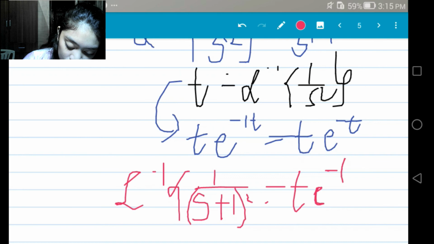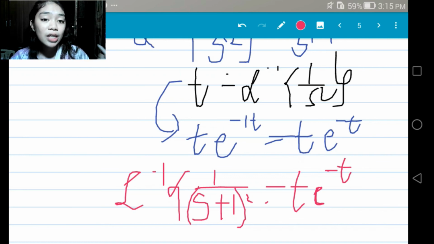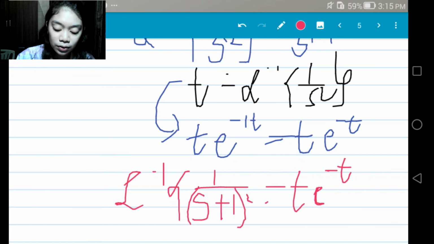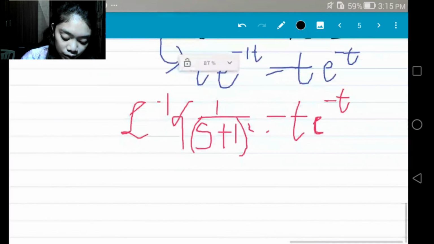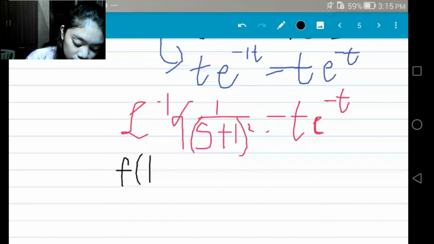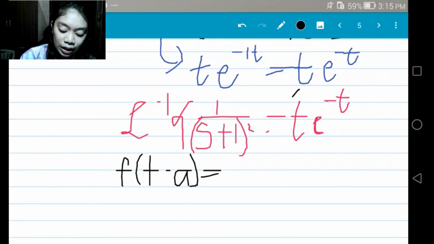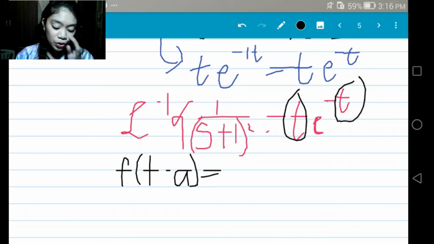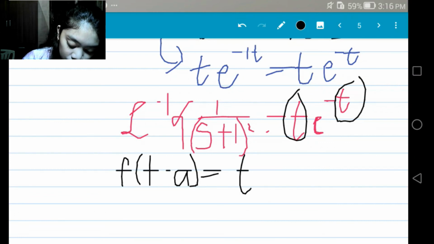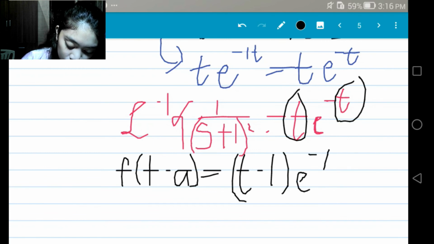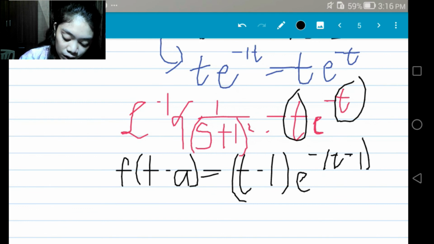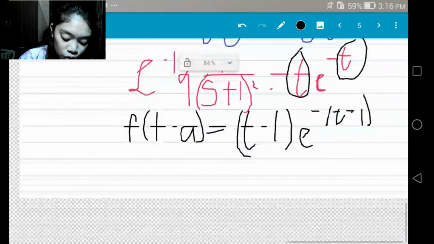So t e raised to negative t is our f of t, but f of t is not what we are looking for. We are looking for f of t minus a. So now let's try to find f of t minus a. We will just substitute t minus a for t here in our f of t. So substituting, our t here will become t minus our a, 1, e raised to negative t minus our a, 1. So that's it. That's our f of t minus a. We can now just substitute it through our equation.